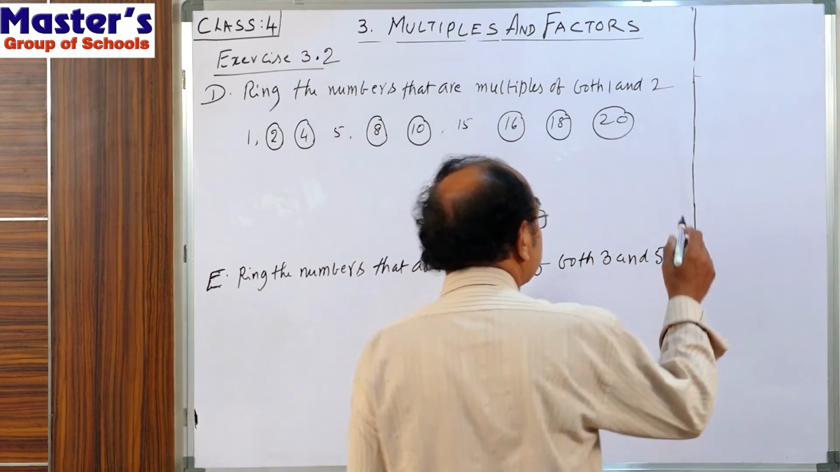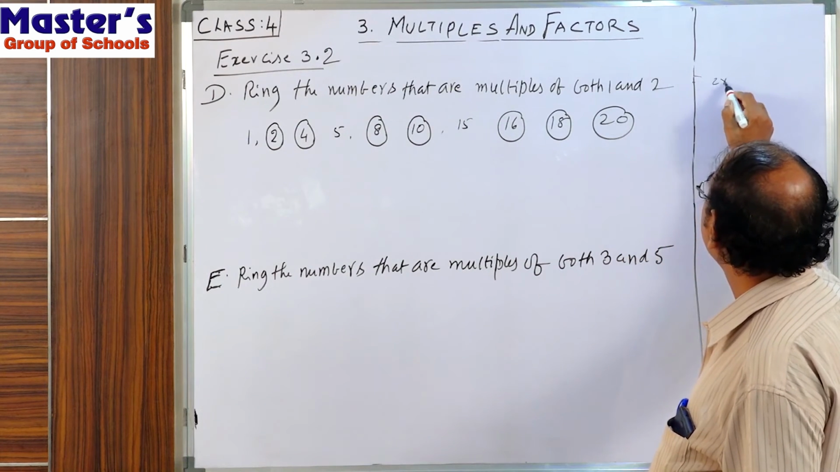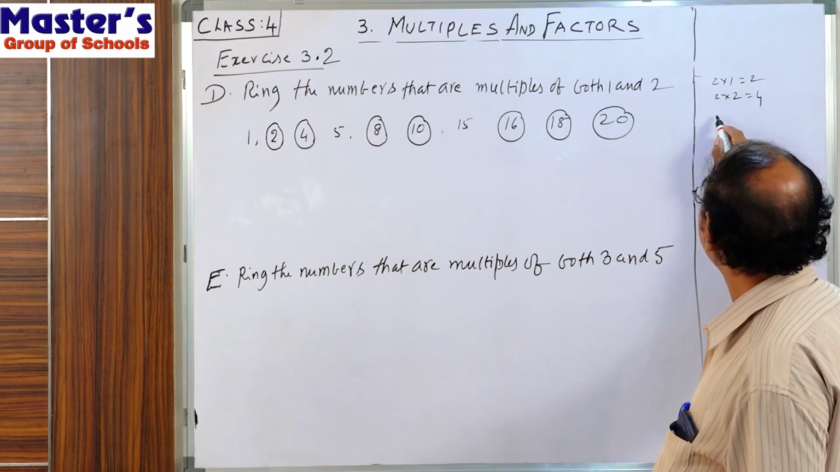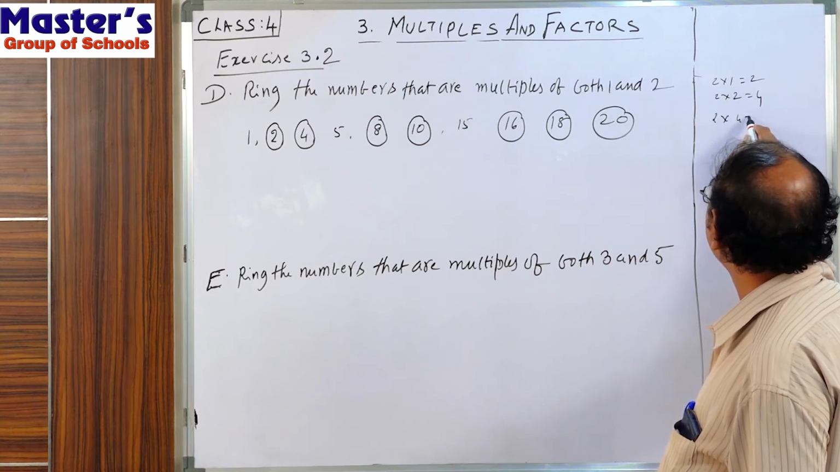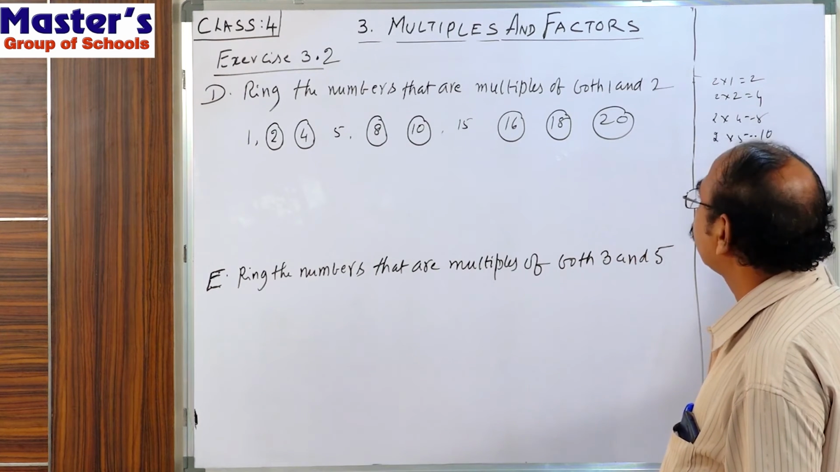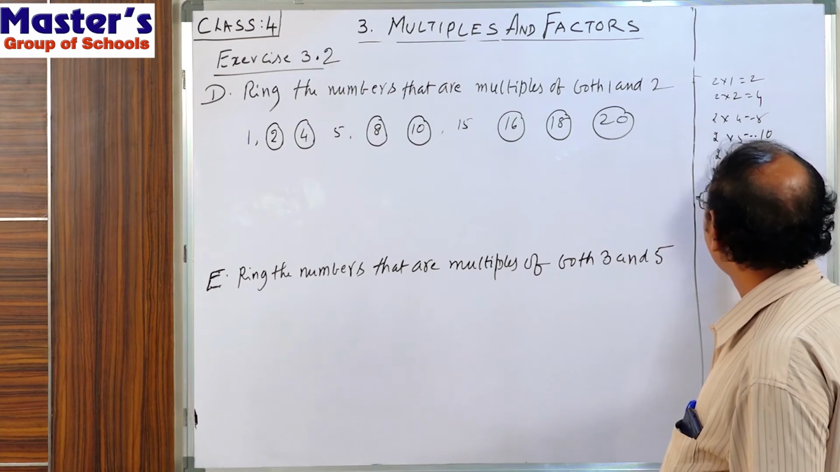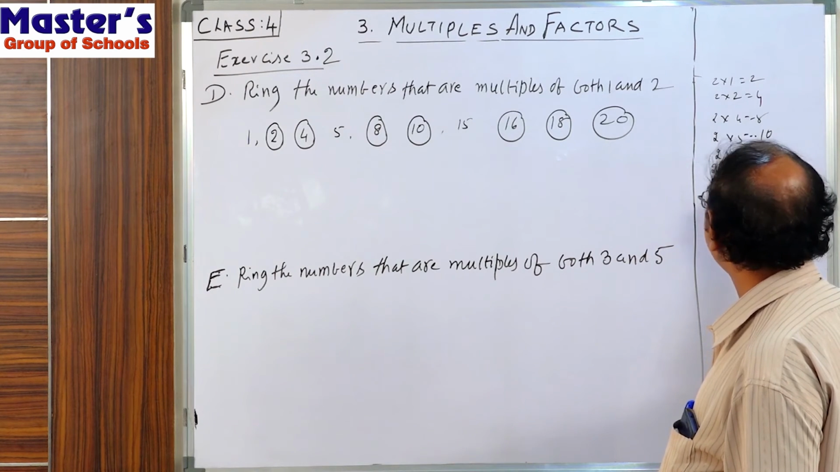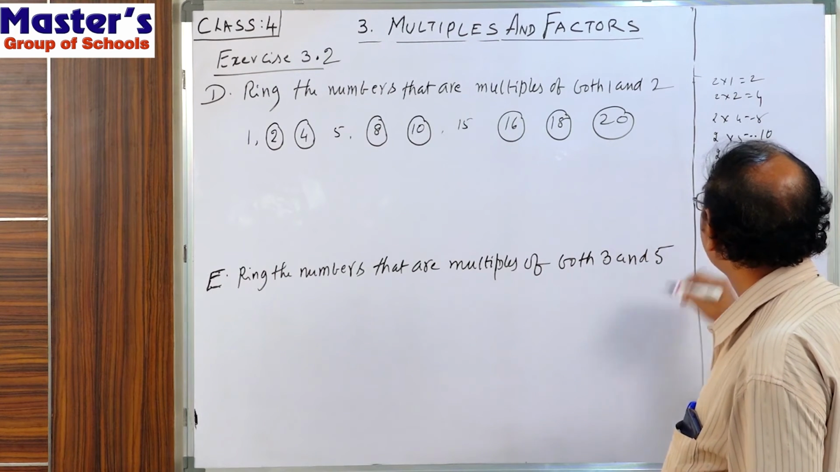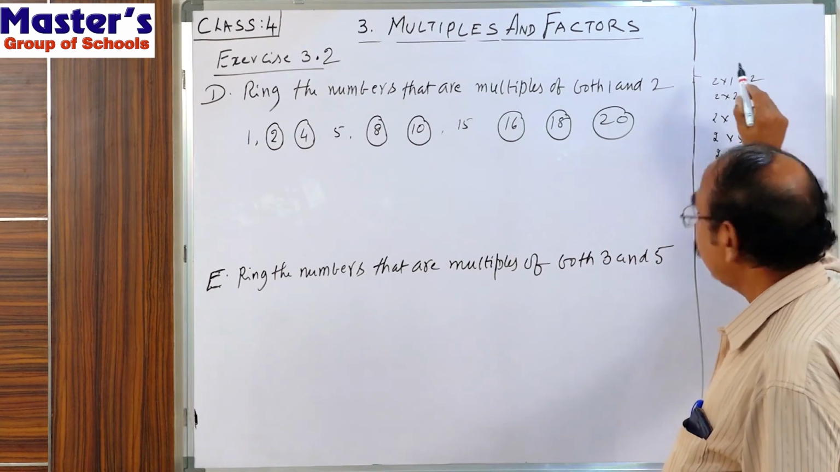That means in the margin also, just for your clarification, I will write here. 2 ones are 2, 2 twos are 4, 2 fours are 8, 2 fives are 10. Okay, children, 2 eights are 16, 2 nines are 18, 2 tens are 20. Okay, these numbers we are getting in the table of 2.